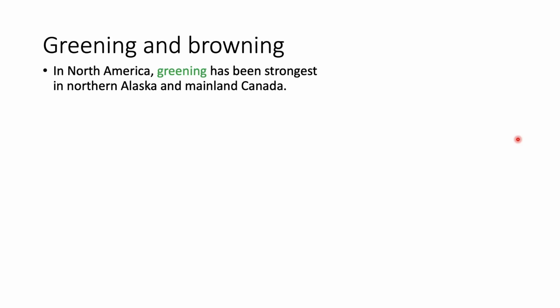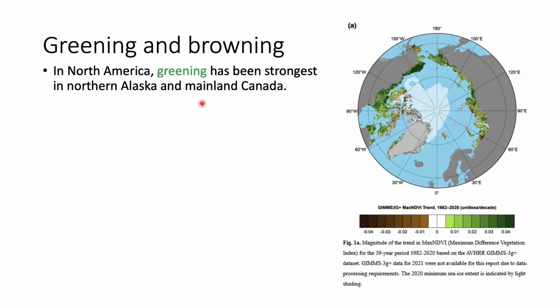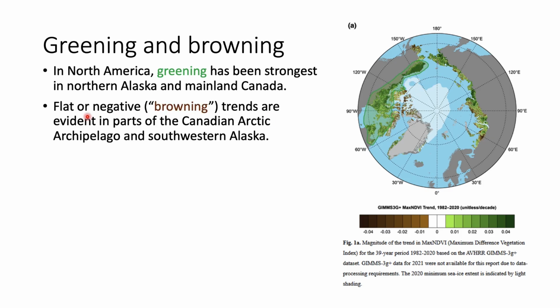Let us look at what is greening and browning, which we have been discussing so far. In North America, greening has been the strongest in northern Alaska and the mainland, because the Arctic region has 8 countries. So North America has Alaska and Canada, the 2 parts which are present here. So here we can see the greening. In these regions, we see more green happening. So this is what is called Arctic greening. And flat or negative trends, which are called browning trends, are evident in parts of the Canadian Arctic archipelago and southwestern Alaska. So these areas are the browning areas.